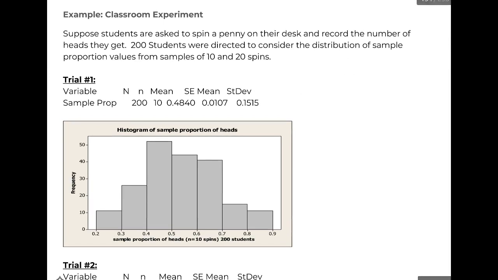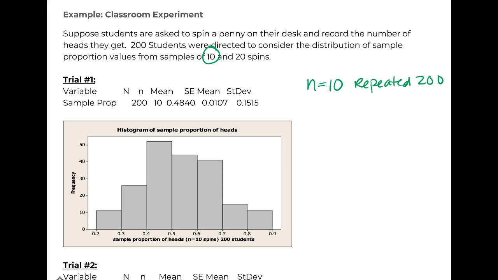So we've got this cute little example here. We're talking about students being asked to spin a penny and record what they're doing. They're going to spin the penny 10 times and then 20 times, okay? So in this case, our n is 10, but we're going to repeat this 200 times. So the number of students here is not our sample size, it's our number of replications. And our sample size is actually the number of times the penny was spun.